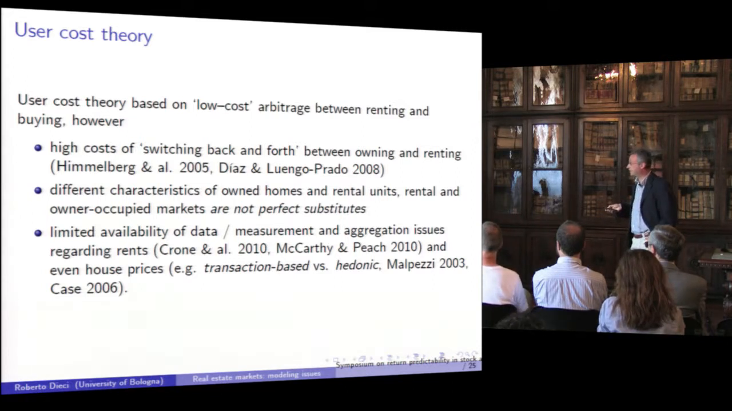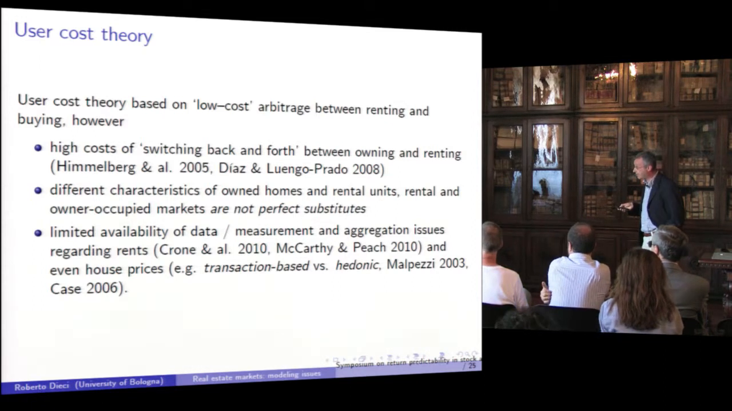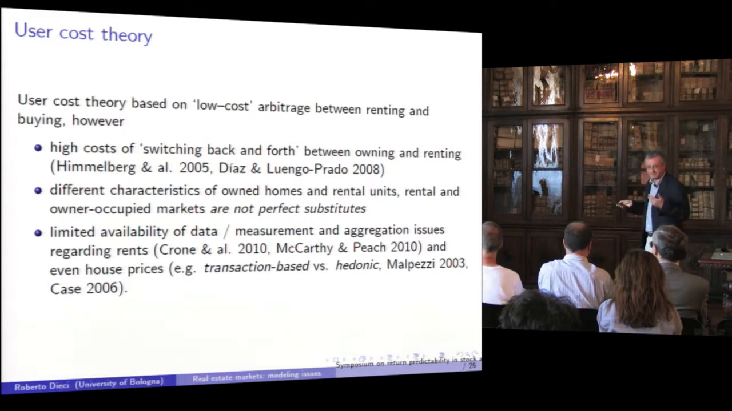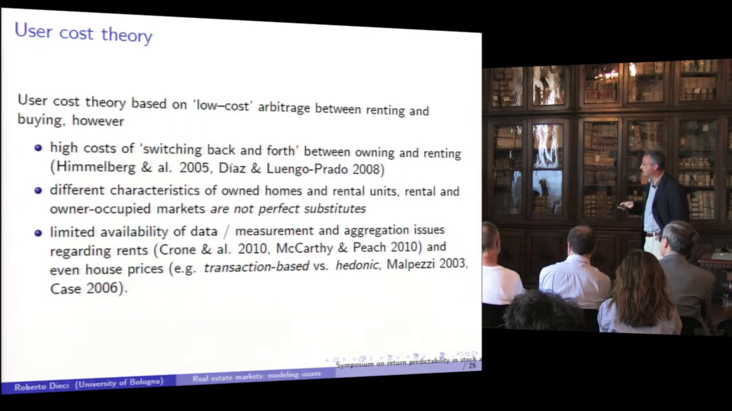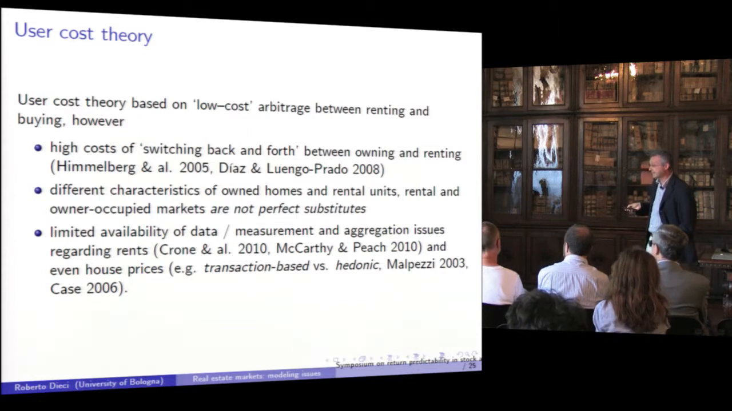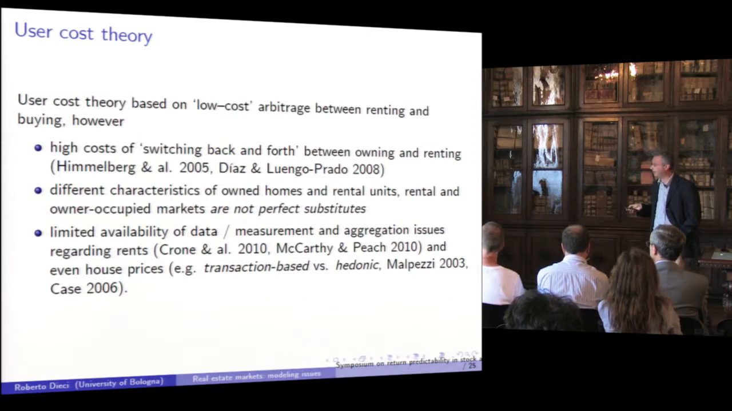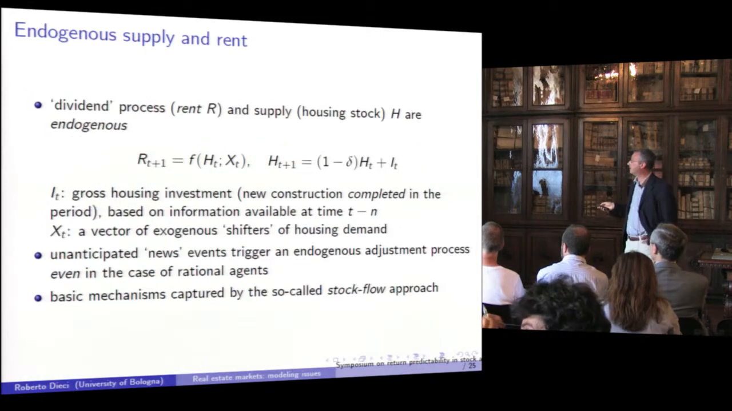Another issue is the limited availability of data, as compared with financial markets where prices, dividends, indexes and so on are readily available. But here there are issues about the measurement and aggregation of both rents and prices. Even for prices, there are many ways. The most natural way is so-called transaction-based prices, but transactions are infrequent. So other methods have been developed, for instance, hedonic methods, repeat sales and so on. So there are a number of issues about this.